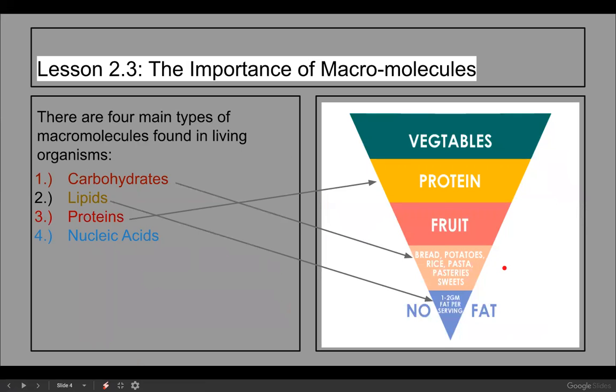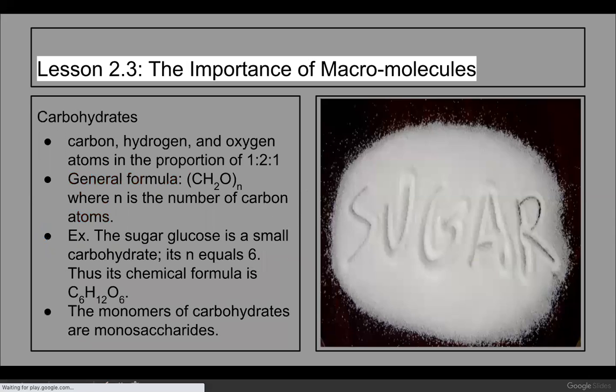All right, so why are these things important? Well, if you look at the picture, you can see all of those things are pretty important to our health. So carbohydrates, lipids, proteins, nucleic acids, you can see how we are going to obtain the first three by eating various types of foods. Carbohydrates give us the breads, the pastas, the rice, pastries, sweets. Proteins, your meats, nuts, those types of things, and your lipids are your fats.